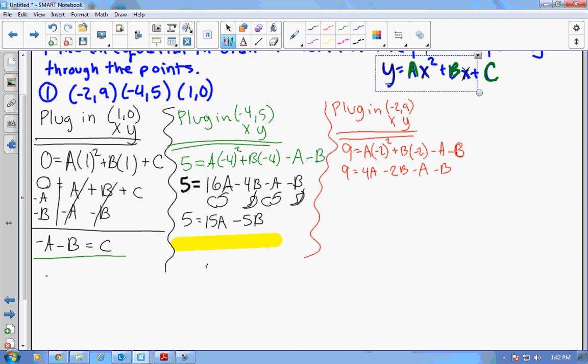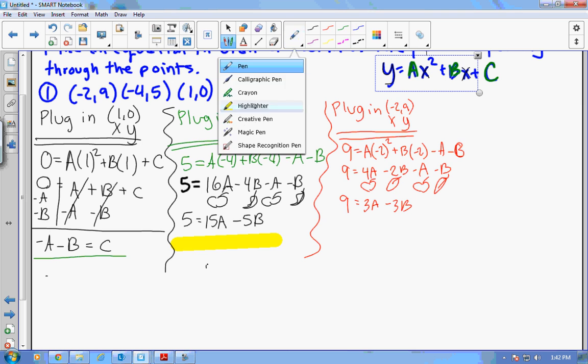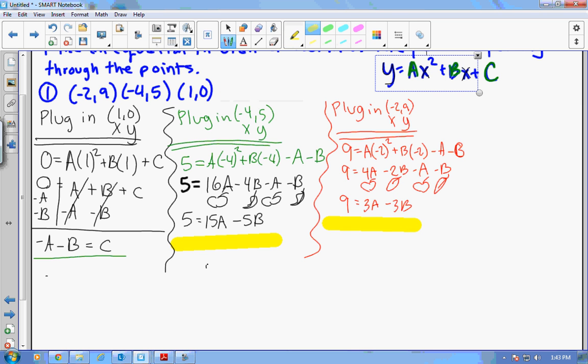And what do you do next? Like terms, we have apples, that looks like hearts, whatever. 4 apples minus an apple is 3 apples. And banana peppers, because that's what I can draw, apparently, is negative 2 bananas minus 1 banana, negative 3 bananas. Now, we don't know what A or B is, but we do know 2 equations, and we have 2 unknowns. What do we do when we have 2 equations, 2 unknowns?